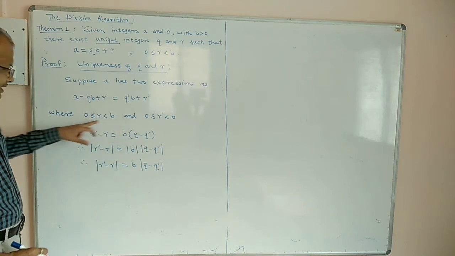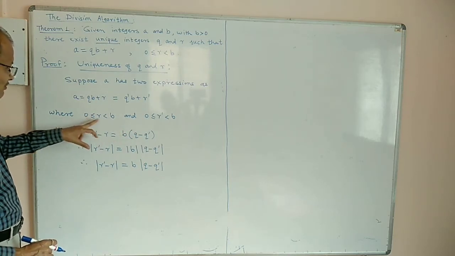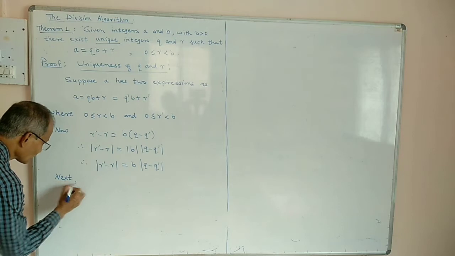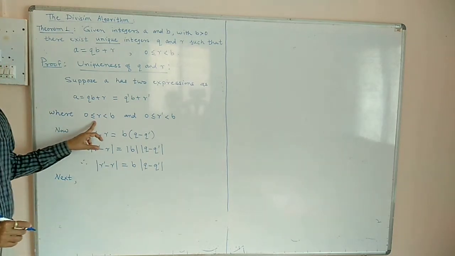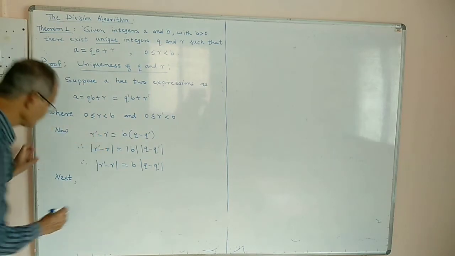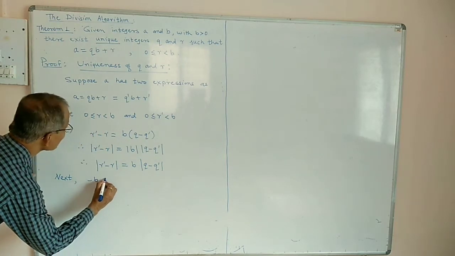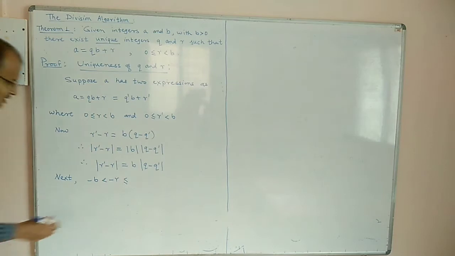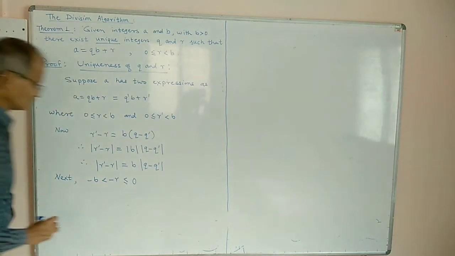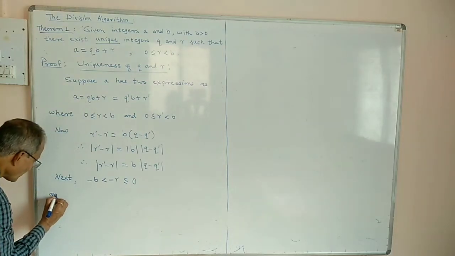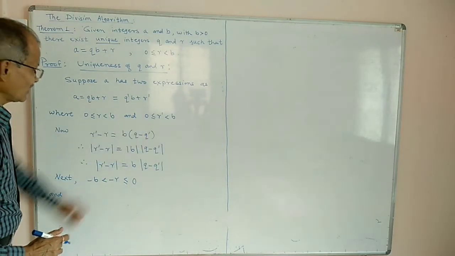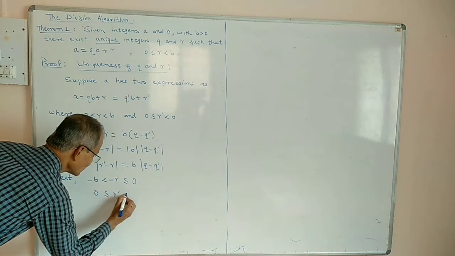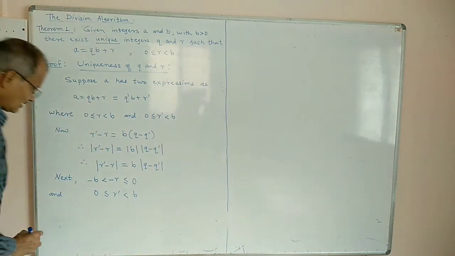Now we consider these two inequalities. From the first inequality we multiply it by minus 1. If you multiply by minus 1, we know the inequality reverses. So this will be minus b is less than minus r is less than or equal to minus 0, which is same as 0, and we take this second inequality as it is, that is 0 less than or equal to r dash less than b. Now we add these inequalities.